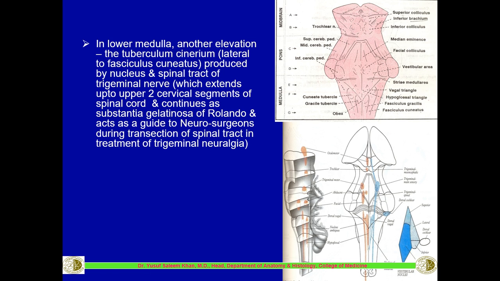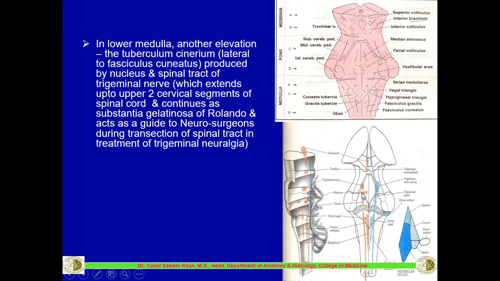In the lower medulla, another elevation, the tuberculum cinereum, will be present, which is lateral to the fasciculus cuneatus, produced by the nucleus as well as the spinal tract of the trigeminal nerve. Here on the lateral side, you can appreciate the presence of the tuberculum cinereum, which is formed by the trigeminal nerve nuclei as well as the spinal tract of the trigeminal nerve.